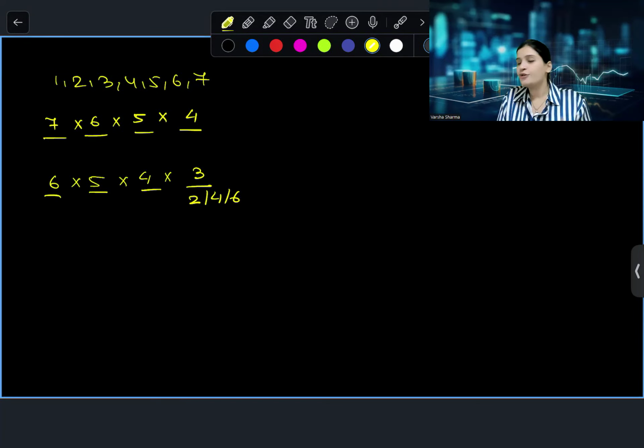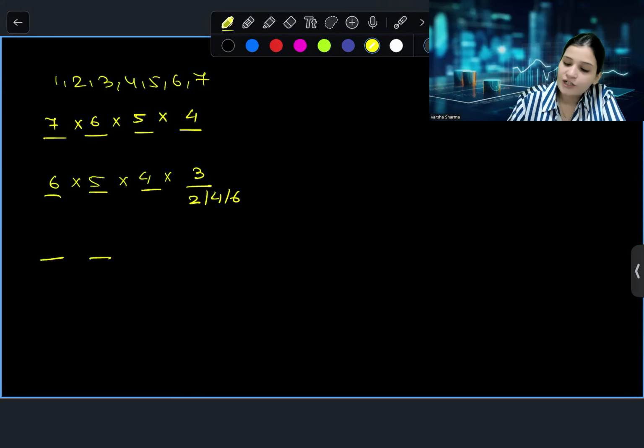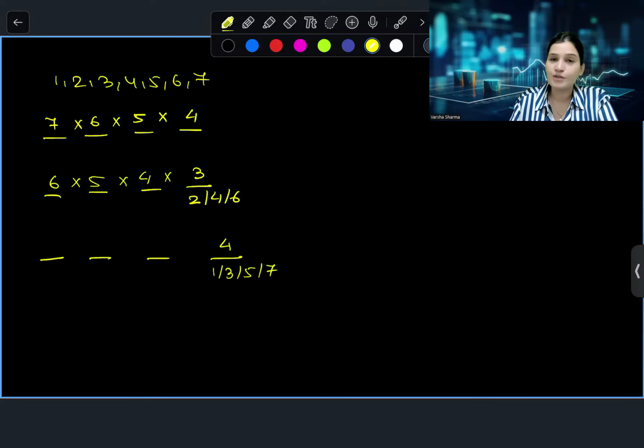To get odd, you can do total minus even also. That is also an option. Or we can think again. If I want an odd number, the last place has to be filled by 1, 3, 5, or 7. So the last place has 4 options. One of them is used up. Remaining 6 digits. So first place 6 options, then 5 options, then 4 options.